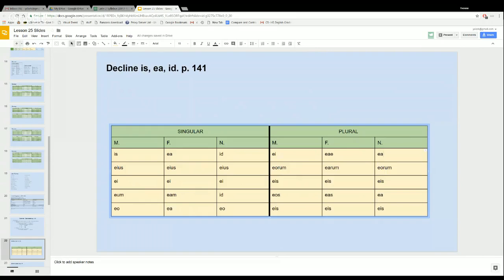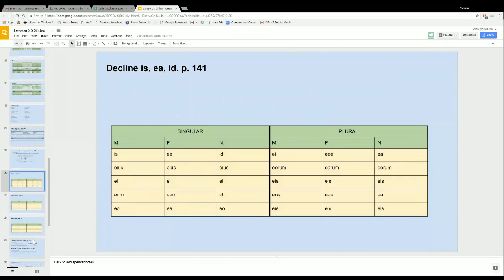So the plural is actually easy to remember because we've already learned it in first and second declension. The singular is a little weird in spots because it's kind of a combo. But the cool thing is, it's all what you already know. Just put an E in front of it, right? So any questions here on is, ea, id? No? Okay. Well, we are going to move on then to hic, okay?